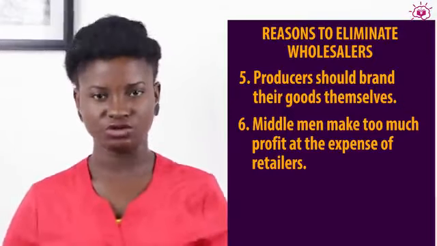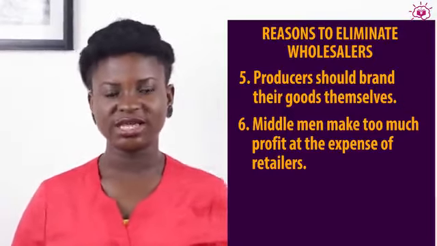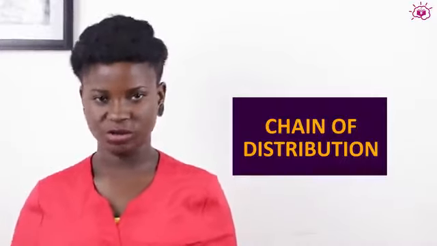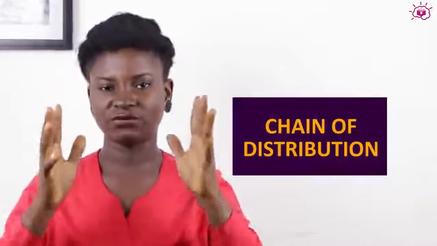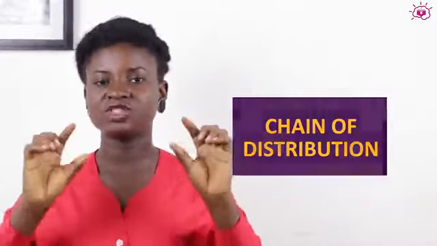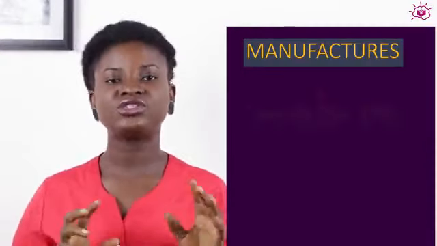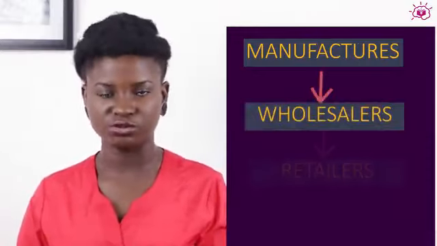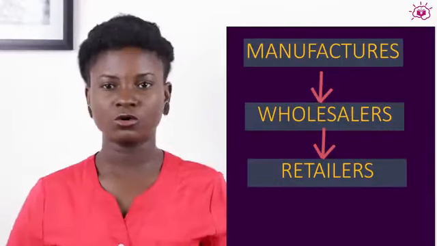Then what is a chain of distribution? A chain of distribution is the way through which commodities move from the producer down to the final consumer. And then let's have it in form of a tree. The first person on the chain of distribution is the producer, which can also be referred to as the manufacturer. The second person on the chain of distribution is the wholesaler or the middleman. Then the third person on the chain of distribution is the retailer. Then the last person on the chain of distribution is the consumers, the final consumers.